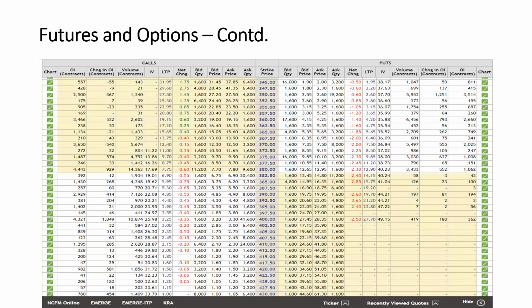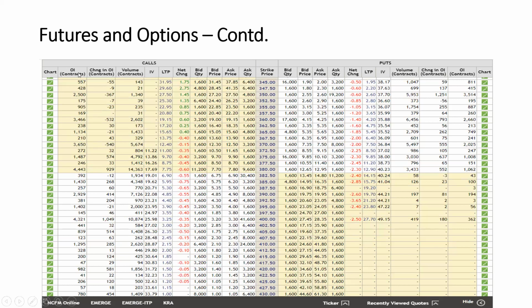So based on some calculation, they make the strike rates at 380, 377, 375, 372, like that. In the same line, you can see 382, 80. So there's a bullish and a bearish side, and strike rates are available on both sides.